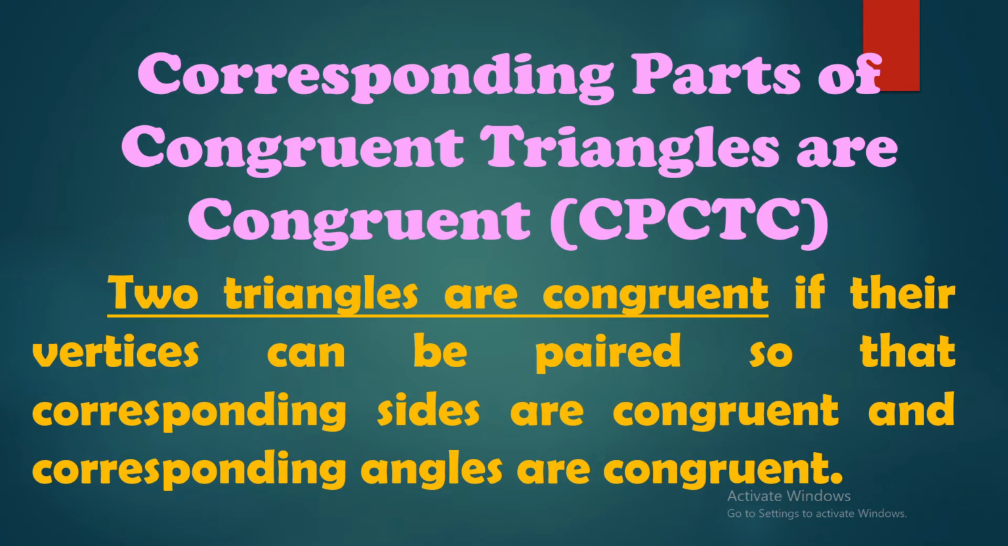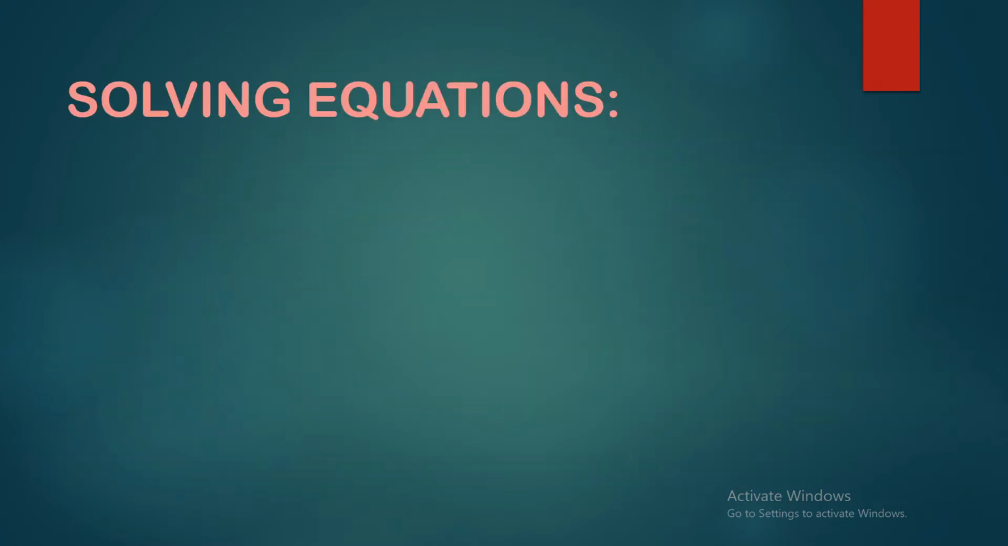How are we going to solve for the corresponding parts of congruent triangles? But before that, always remember that solving involves finding for the value of the variable. So before we proceed, let us recall first how to solve for equations in one variable. So say for example, we have 2x plus 5 equals 13. Now to solve for x, we have to isolate the variable x on one side of the equation.